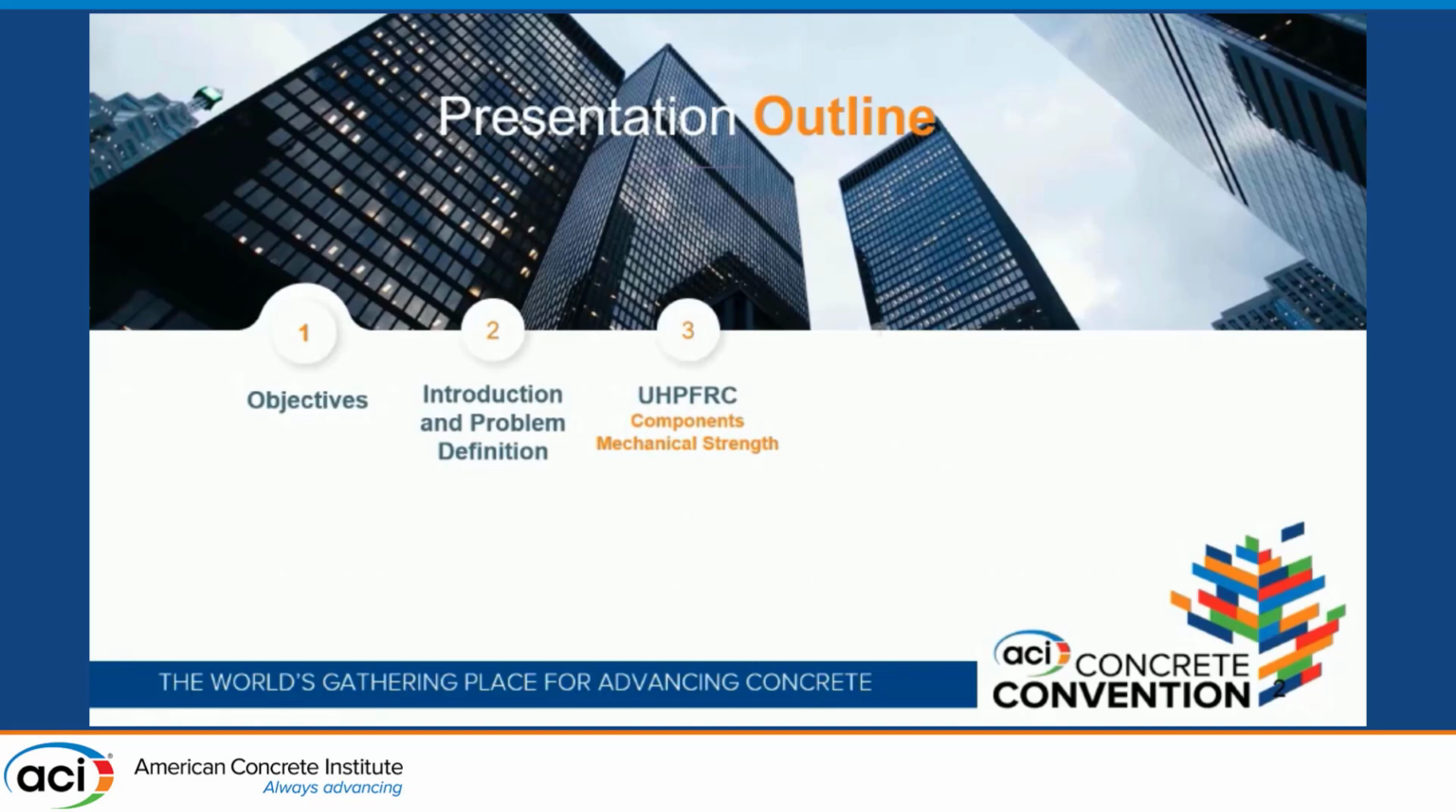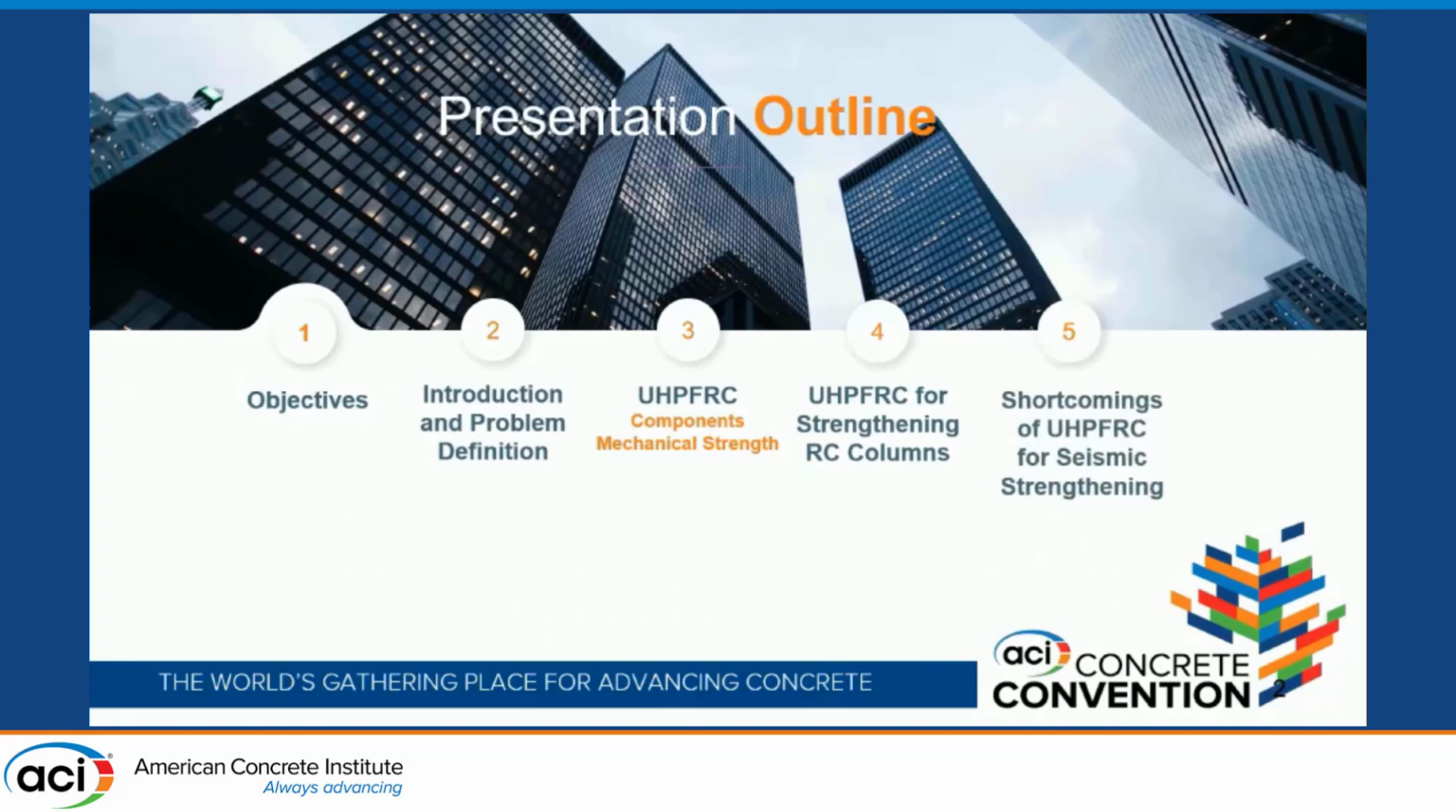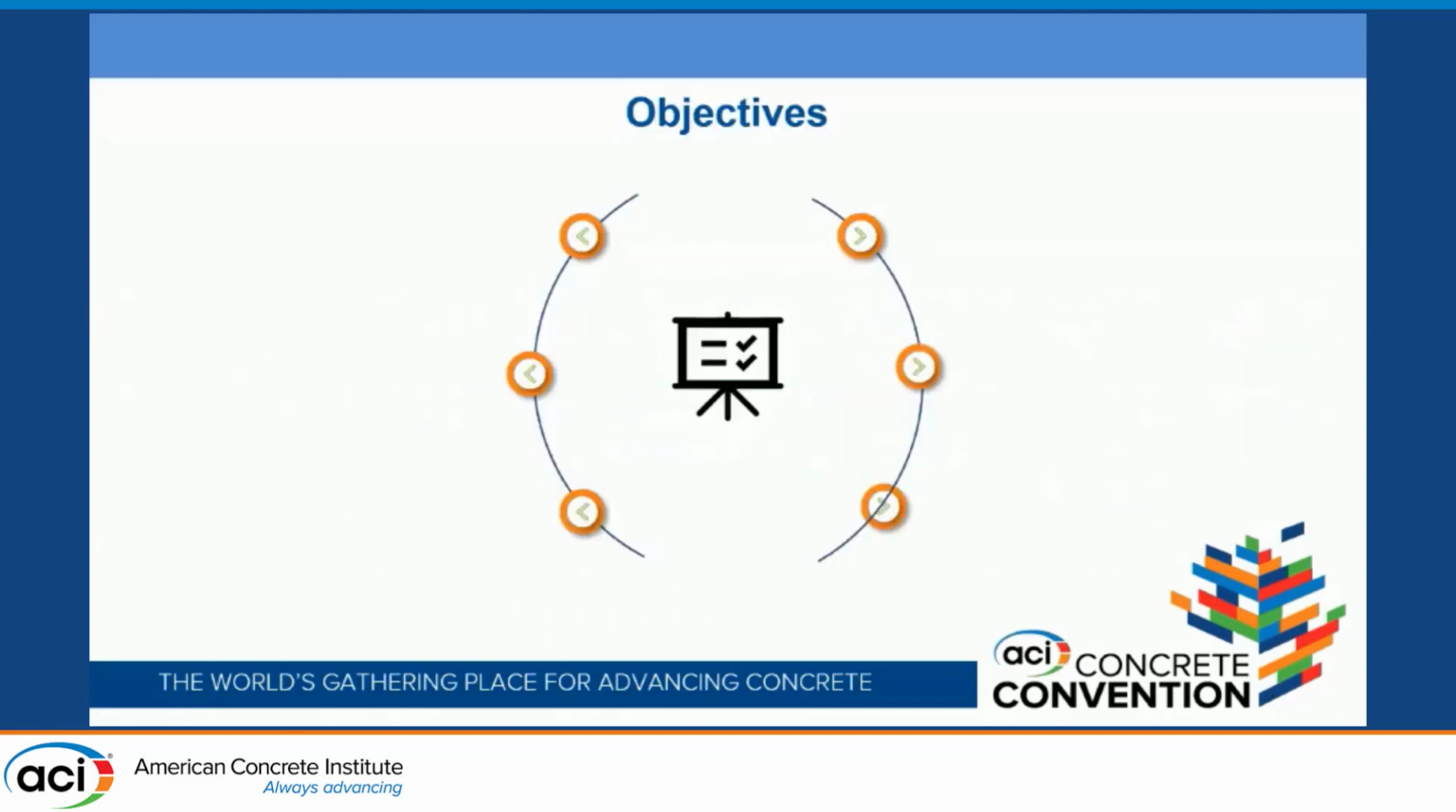As the third point, I will present the main components and the mechanical strength of the UHP FRC. After that, I will show you how the UHP FRC was incorporated for strengthening applications in RC columns, and to see whether UHP FRC is a viable option or not. As for the fifth point, I will discuss the shortcomings of using UHP FRC in such seismic strengthening applications. And after that, the research gaps will be posted to see what can be done in order to make this material a better option for seismic strengthening applications.